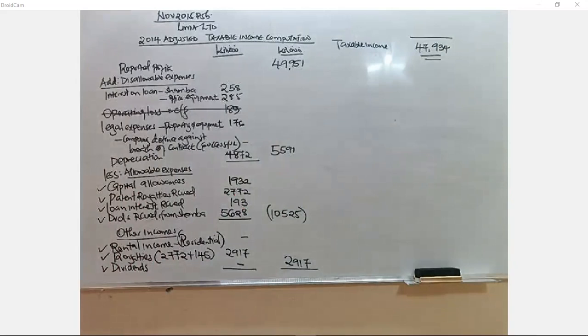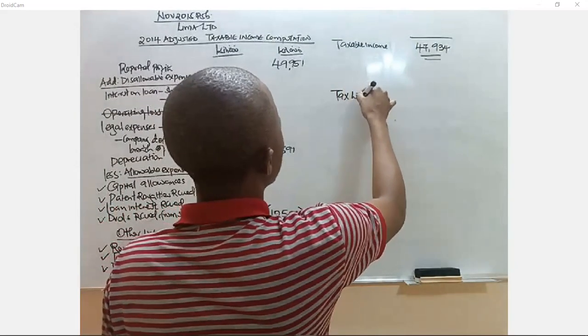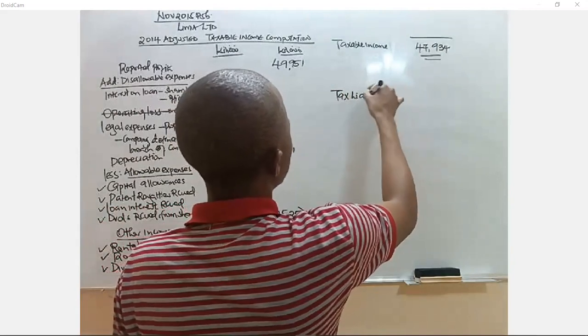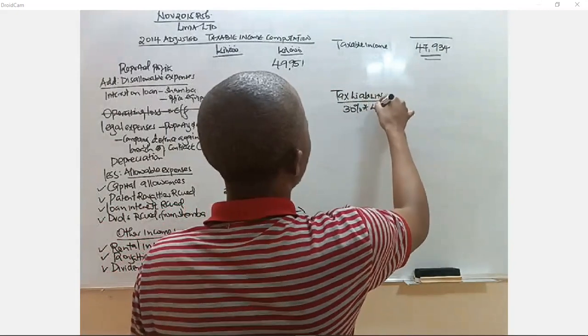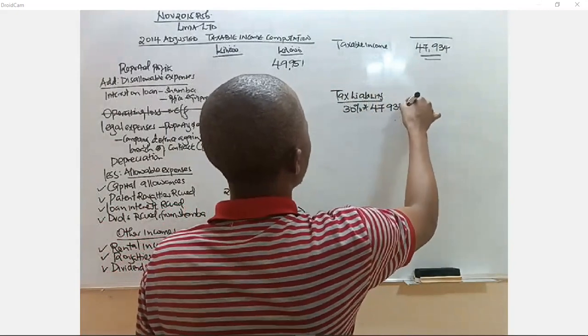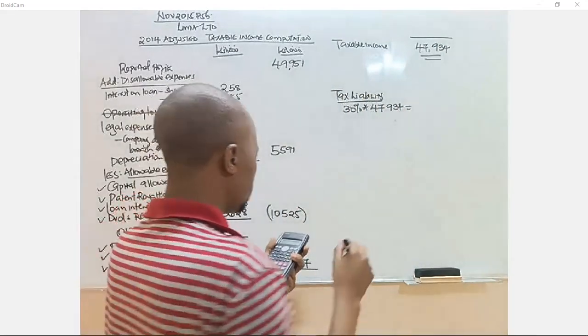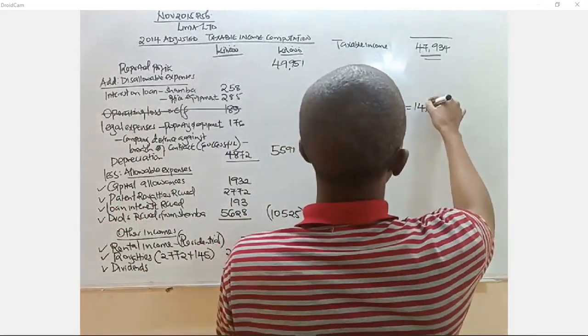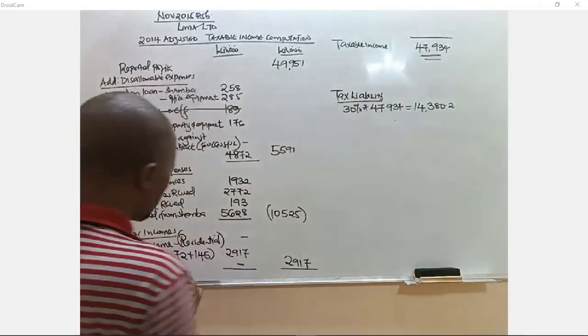Now let's shift gears to look at the tax liability, right? Let us go and do the tax liability. This will be very easy. It will be 30% of 47,934. So it will be 0.3 times my answer. It will be 14,380.2. Then we are going to be lessing the withholding relief.